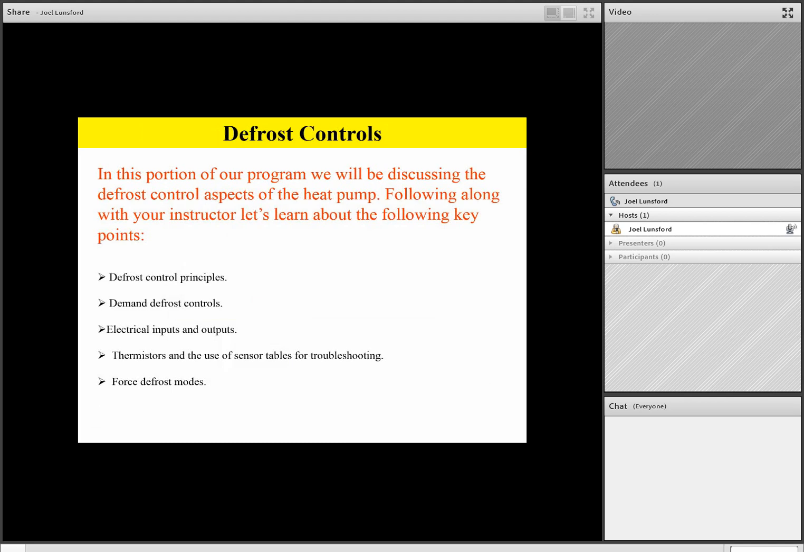In this portion of the program, we're going to be discussing defrost controls for our heat pump. Please follow along as we talk about the following key points. We're going to talk about defrost control principles, basically the difference between a time temperature and a demand defrost control. We'll talk about electrical inputs and outputs, thermistors and the use of sensor tables for troubleshooting, and forced defrost modes.